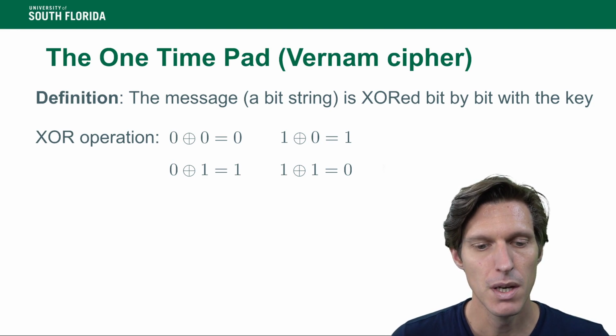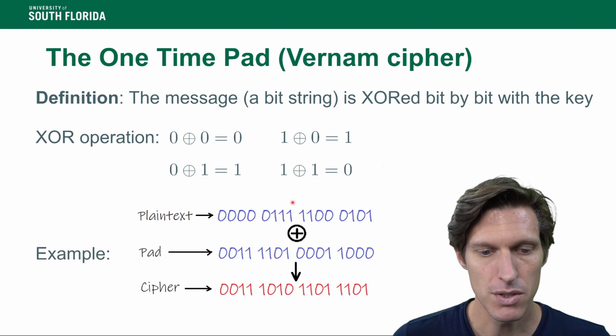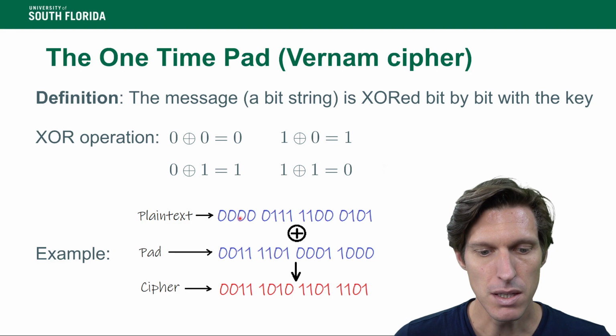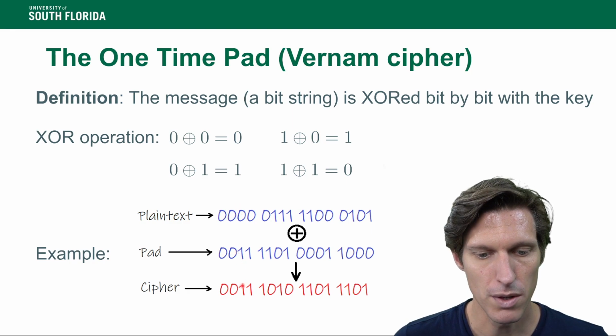Okay. So here's an example. Let's say you have your plain text given by this bit string, and if that's the key, then you take bit by bit. So 0 XOR 0 is a 0, 0 XOR 0 is a 0, 0 XOR 1 is a 1, and so on and so forth. Here you have a 1 and a 1 that gives you a 0.